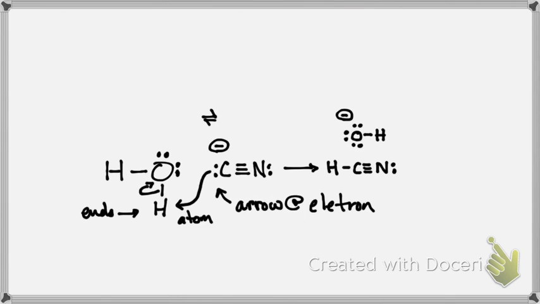All right. So what ends up happening is the pair of electrons that was here goes back to the oxygen. Since the oxygen picked up the electrons, it has a negative charge. The cyanide, which had the negative formal charge before, picked up the hydrogen.